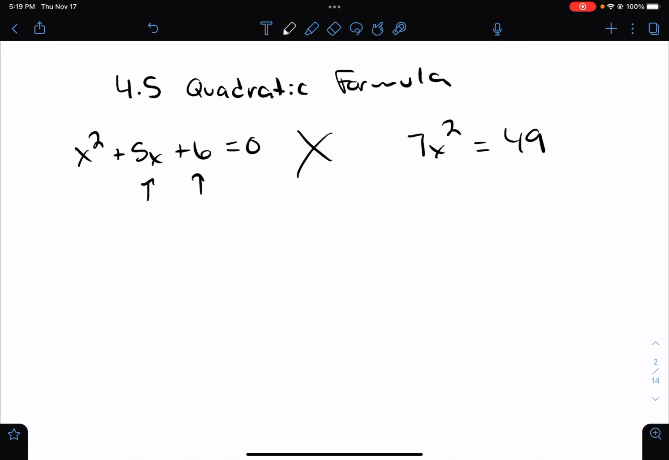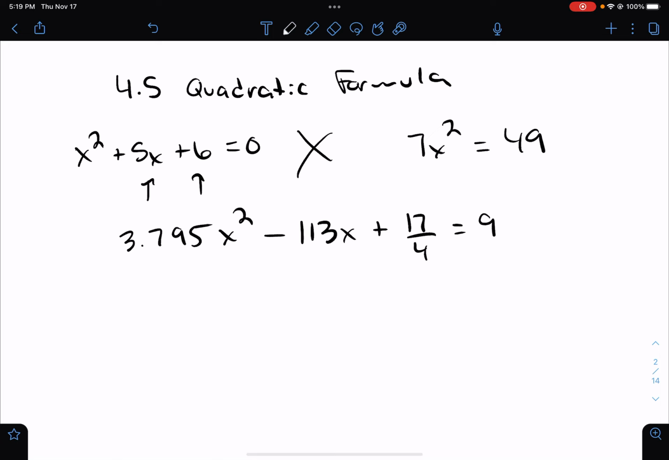But what happens in the real world is you start having to do problems with not nice numbers, all right? You start getting things like 3.795x squared minus 113x plus 17 over 4 equals 982, right? All of a sudden, the numbers aren't pretty numbers. They don't look good. And trying to use the methods you've learned doesn't work very well when the numbers aren't pretty. So the good news is there is a formula that you can use. The nice thing about the formula is it always works. It doesn't matter what the numbers are.